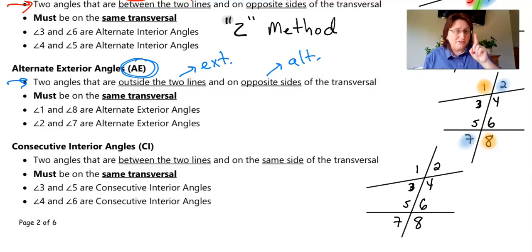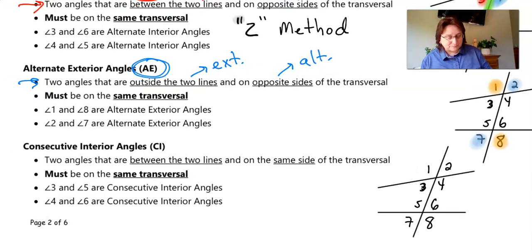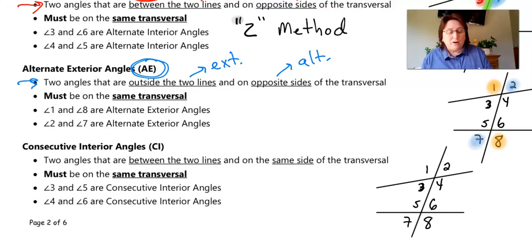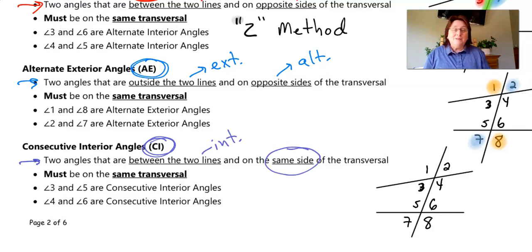All right, let's shift gears for just a second. We're now going to look at what we call consecutive interior angles. All right, the reason why we're shifting gears is because consecutive interior angles, abbreviated CI, are two angles that are between the two lines, so it's on the interior, but they're on the same side of the transversal. Okay, so let's take a look at this.